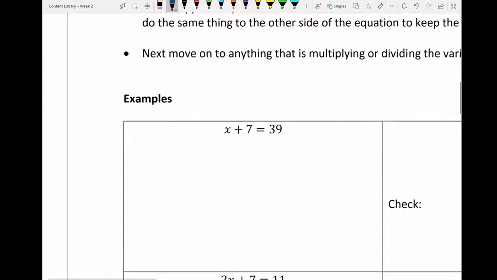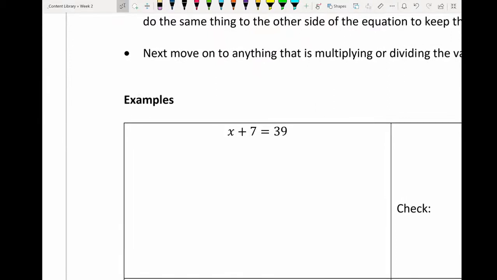If I look at my first example here, x plus 7 equals 39. The variable that I want to solve for is this x. I want to get x by itself. I want to know, what does x equal? You may be able to look at this right away and figure it out, and that's fine. But we want to walk through the steps, because as they get more complicated, it's going to be easier to solve when we know the steps.